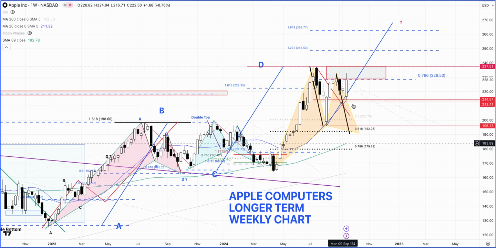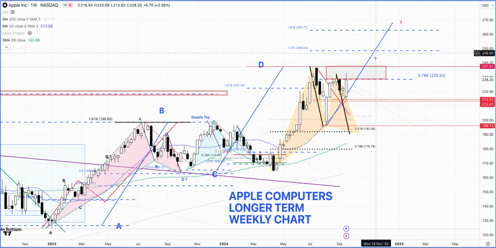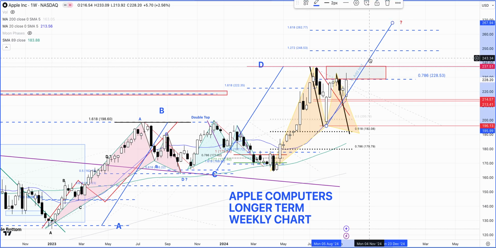Now this orange pattern that you see, it's still valid, because there's a possibility we could be looking at a corrective ABCD, which could bring this Apple price down anywhere between 200 to 192. If it gets to 192, that will be a very interesting level to take a look at, because we'll have a completed ABCD one-to-one price projection right at the 61.8% retracement, and that's going to be a pretty strong support level, and the chances are that Apple is actually in this ABCD move higher.